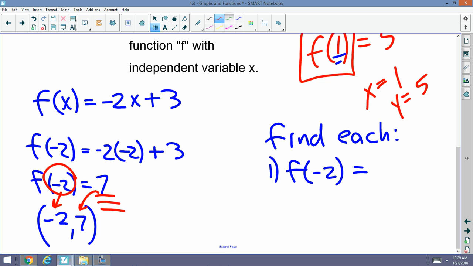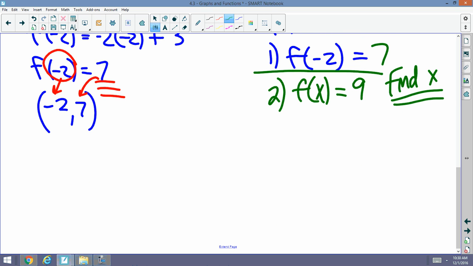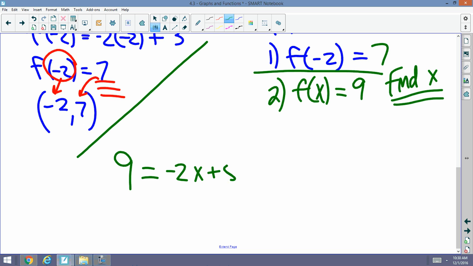Now, what if I told you this, though? So f of negative 2 we know equals 7. What if I told you this? f of x equals, I like this, equals 9. Find x. Now this is a good one. Now here, what did I give you guys? I gave you the y. Very good. So what I gave you here was 9, which is f of x, equals the function, which is negative 2x plus 3.